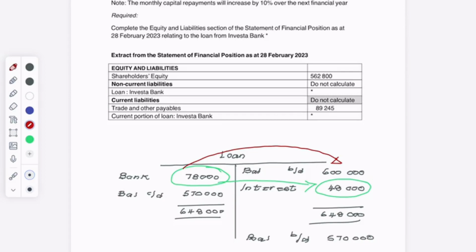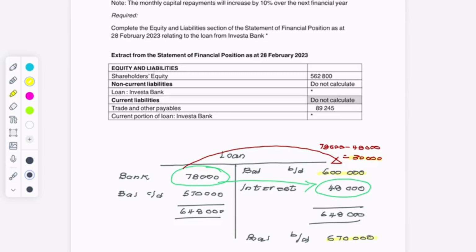So the amount that we're going to pay off our loan capital would be the 78,000 that we paid minus the full amount of the interest. So we paid 30,000 off our loan capital. And that is actually quite interesting, because if we have a look here, our capital was 600,000 at the beginning of the year. We've paid 30,000, so our balance is 570,000.